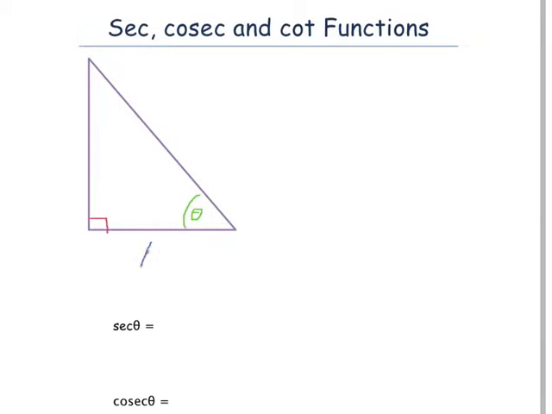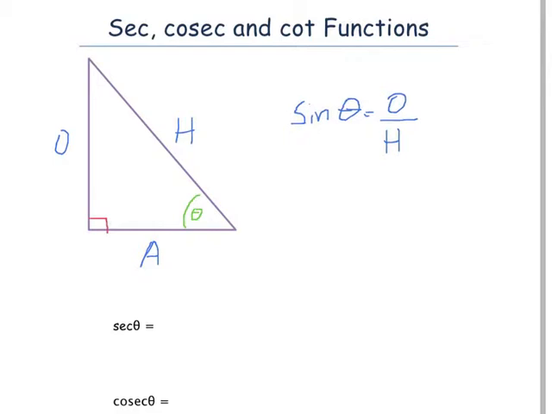Well, we know that if we labelled this triangle here, we'd label it as shown. And we are fully aware that sine theta is equal to the opposite divided by the hypotenuse. We're also aware that the cosine of theta is equal to the adjacent divided by the hypotenuse, and we know that the tan of theta is equal to the opposite divided by the adjacent.